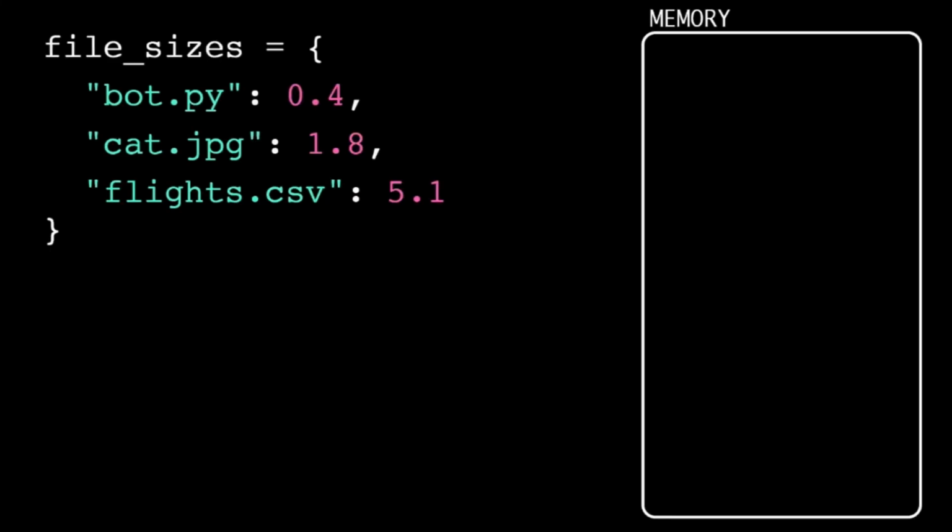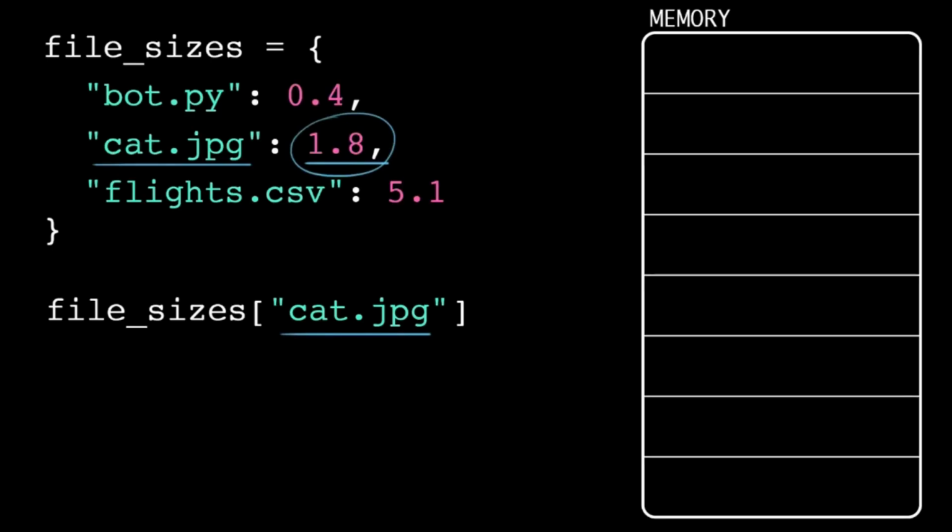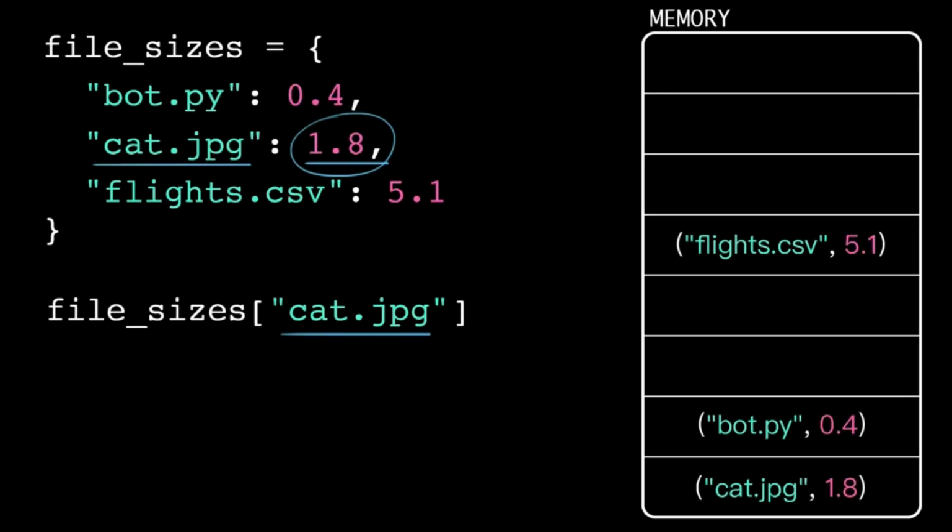How does the computer store a dictionary in memory? Here we have a dictionary where the keys are the names of files, and the values are the sizes of those files in megabytes. With dictionaries, we know that we can look up a value using its key, but how does the computer represent that relationship? In memory, the computer just stores the key-value pairs in a list-like structure. Each slot in the list is either empty or contains a matching key and value.